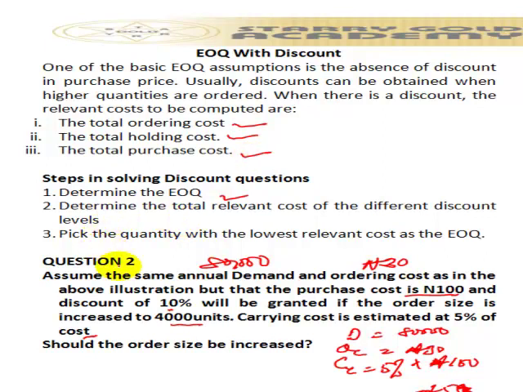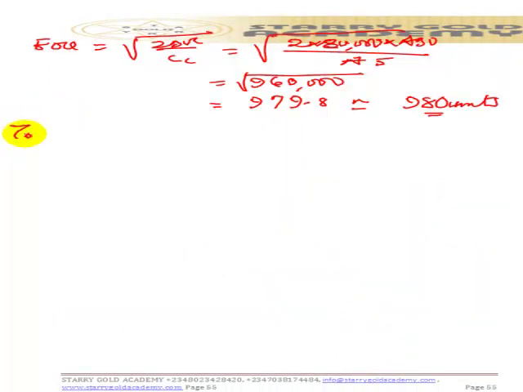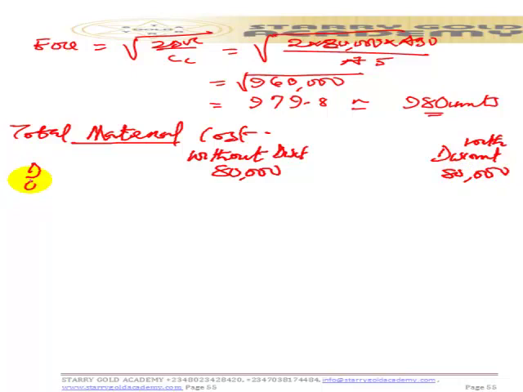But we have been told that if the company can raise its order to 4,000 units, it will enjoy a 10% discount. So what we have to find is the total material cost. Now, we do it without discount, if discount is not taken, and with discount, if discount is taken. Our annual demand, whether discount is accepted or not, remains 80,000. Our ordering cost will not be affected. That will be 30 naira, and this will be 30 naira. But the purchase price, let me pick purchase price first. Currently purchase price is 100 naira without discount.